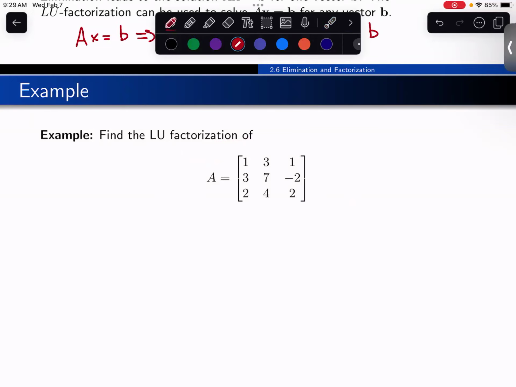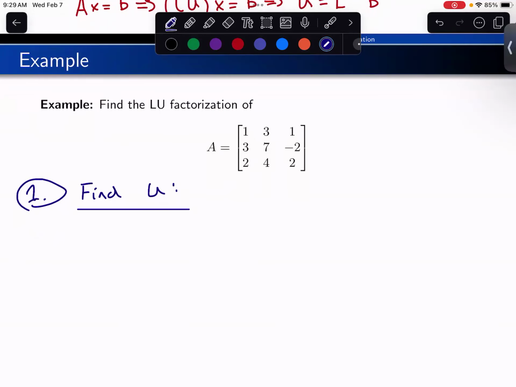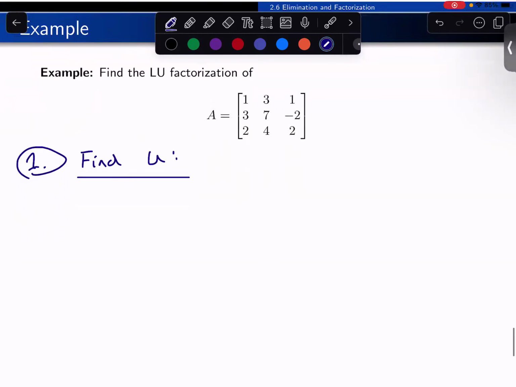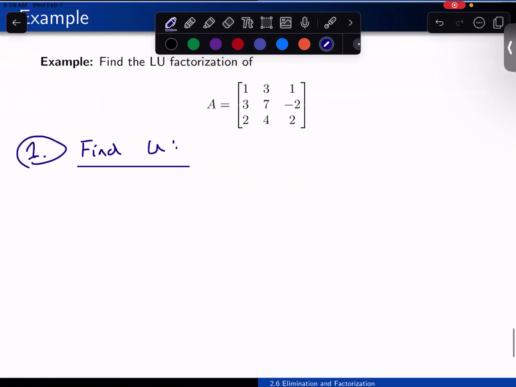And so really the first half of this is going to be finding U. The first thing we're going to do is just find U. And then once you determine what U is going to be, that's going to allow us to determine what L is going to be. So the first step is going to be finding U, which is something we've been doing for, I think, a week at this point. It's taking a matrix and then reducing it to an upper triangular matrix.